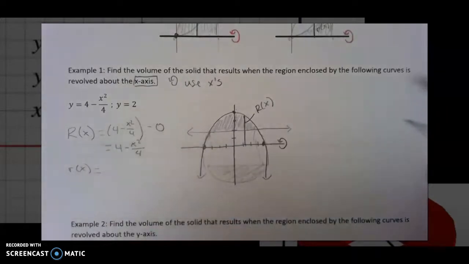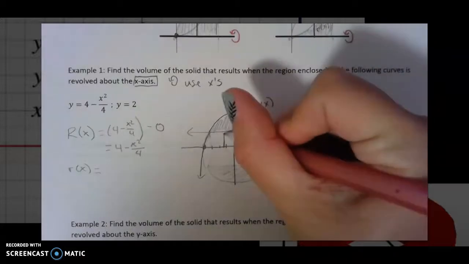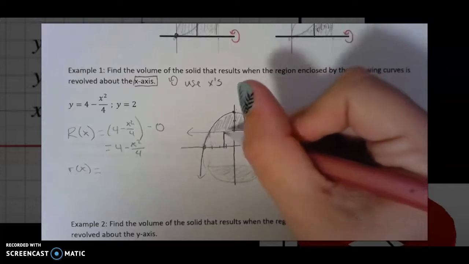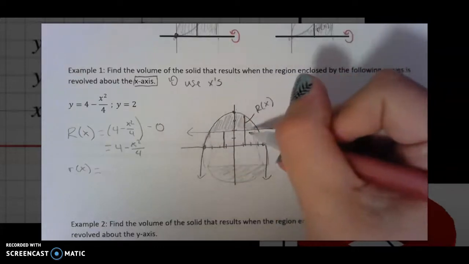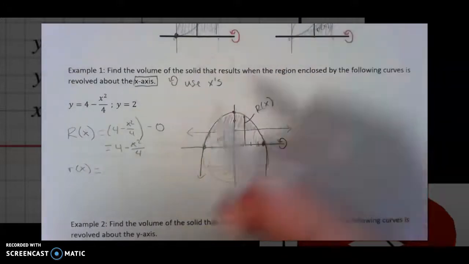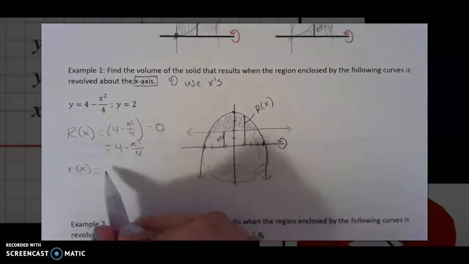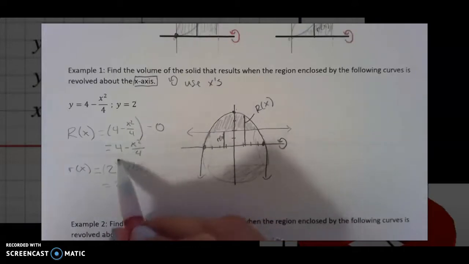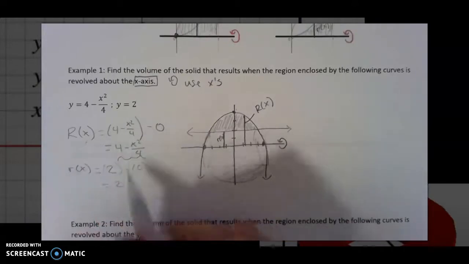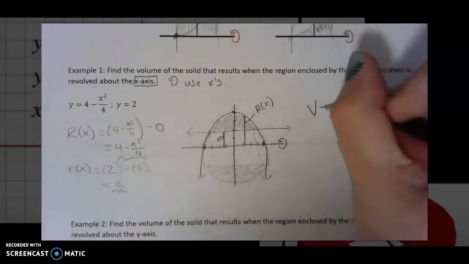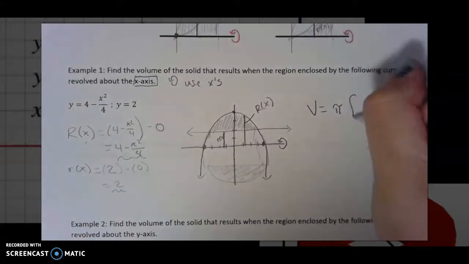Now we need to do the inner, so the inner is going to be from where we're revolving it to the inner curve or inner function, which is this y equals 2 function. So I need this distance, so that's going to be 2 minus 0 because it's the axis, so this is just going to be a 2. So this is my big R of x, and this is my little r of x. So when we come over to our volume formula, now we're just plugging things in.